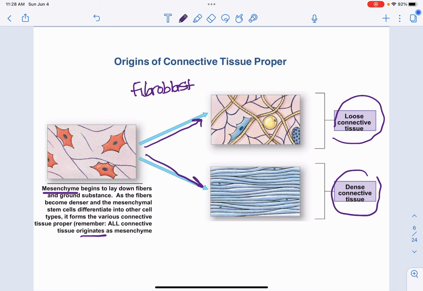So loose connective tissue still has a lot of space in and around the cells, and in between the fibers. However, dense connective tissue does not mean that the cells are necessarily dense. The density actually comes from the amount of fibers you see here.